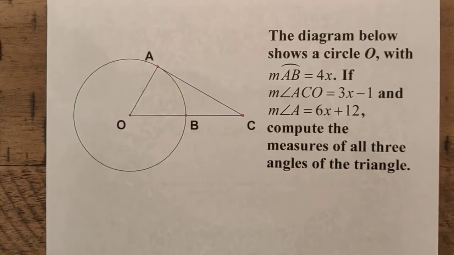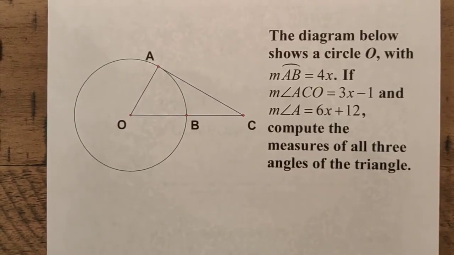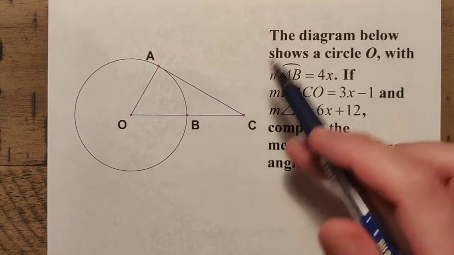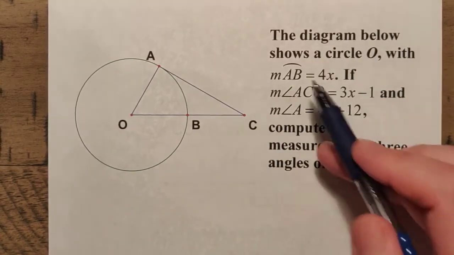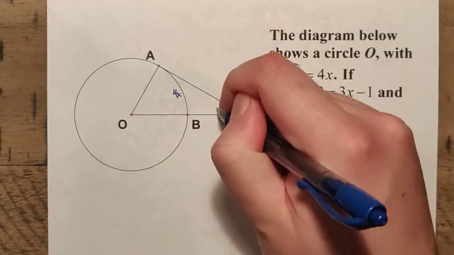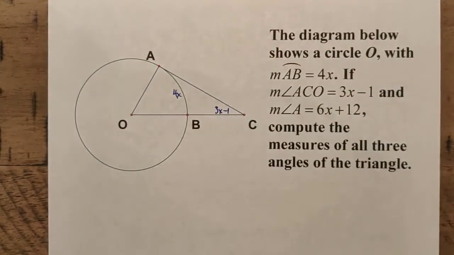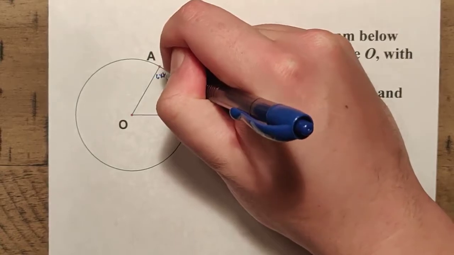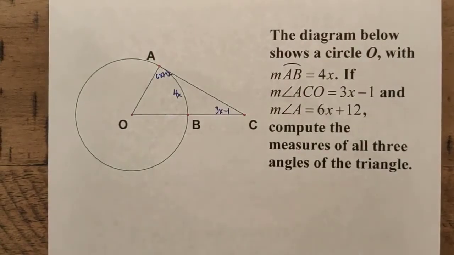Hello and welcome everyone. So let's start off by looking at a problem like this here. We have a diagram, as you can see here. We show a circle O. The measure of arc AB is 4x, so I'm going to go ahead and measure that. We're told that this is 3x minus 1, and angle A is 6x plus 12. We want to determine the measures of all three angles of the triangle.